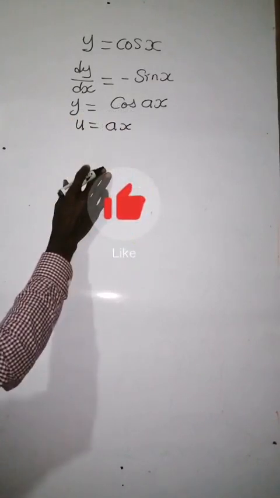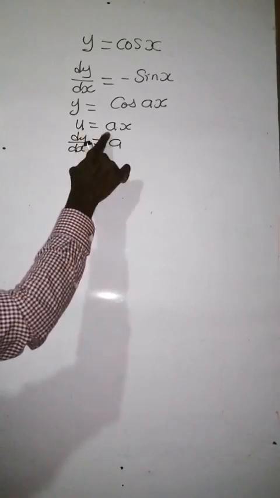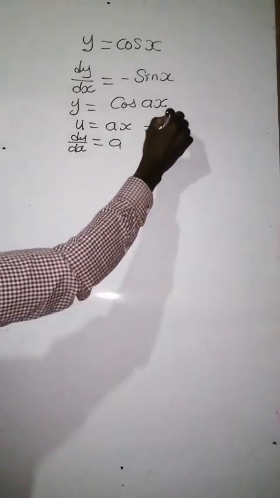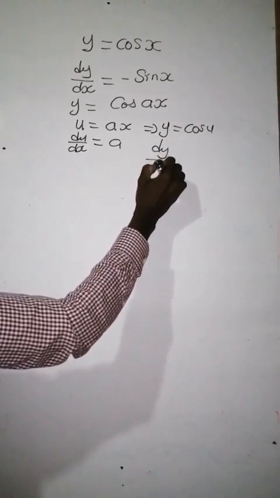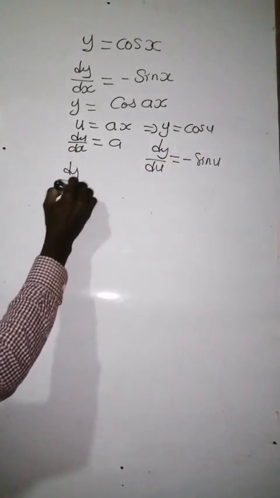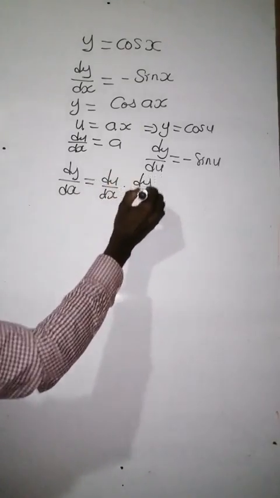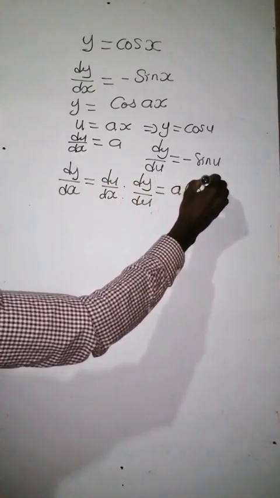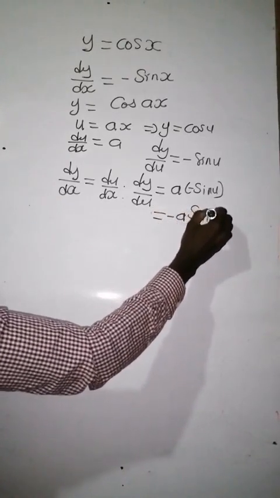If we let u equal to ax, then the derivative of u with respect to x equals a. Now, this implies y equals cosine of u, and the derivative of y with respect to u equals negative sine of u. Now, if we take dy/dx, we have du/dx times dy/du, which gives a times negative sine of u.